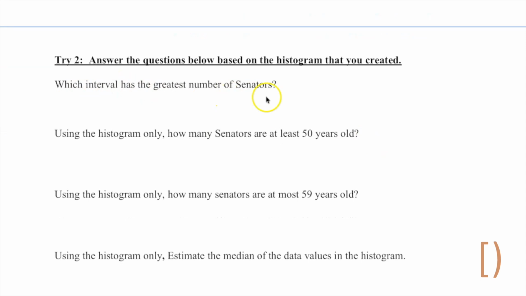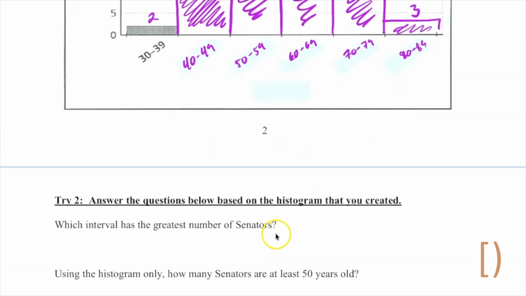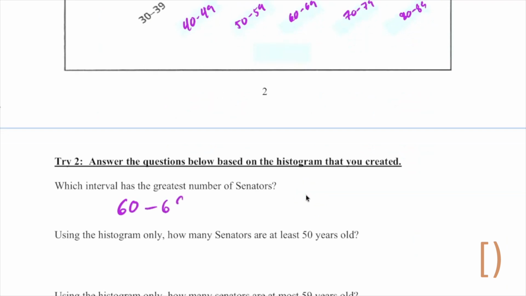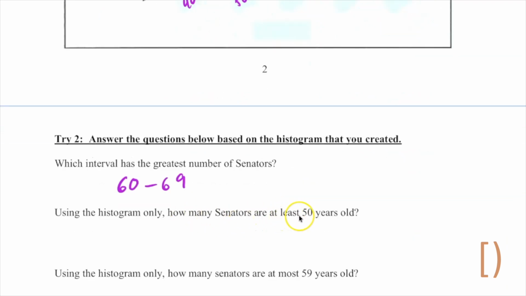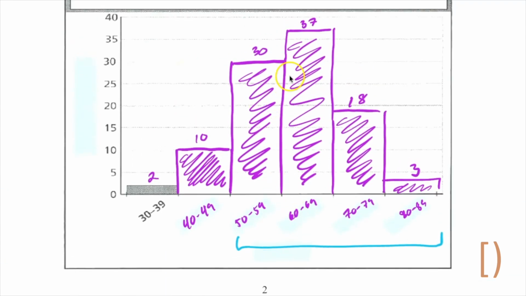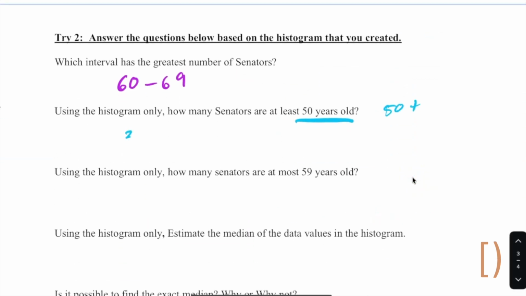What interval has the greatest number of senators? So that's like the mode, right? What's the most often? That would be 60 to 69. Using the histogram, how many senators are at least 50 years old? So remember, at least means I want like at least 2 cookies. So that's the lowest. So 50 plus. So that's going to be from here to here. So we're going to add 30 plus 37 plus 18 plus 3. That should be 88 senators.